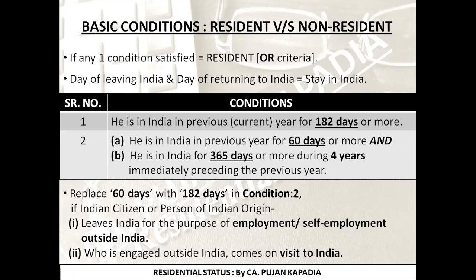Now these 2 dates, that is 1st January and 1st March, will be considered as if I was in India. So basically they are going to be added when I'm calculating the number of days I was in India. Now let's quickly take a look at the condition.